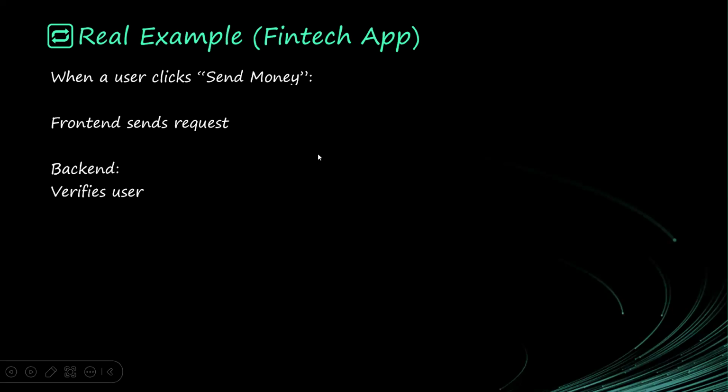Then the back end will now verify if you are a user. First of all, the backend needs to know, is this person a registered user of this application? If you're not, they will bounce your request. They say, no, we don't know you. You cannot use this application. But if you're a registered user, then they will check your balance.